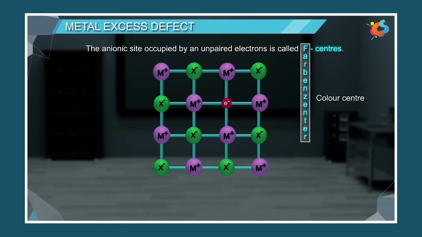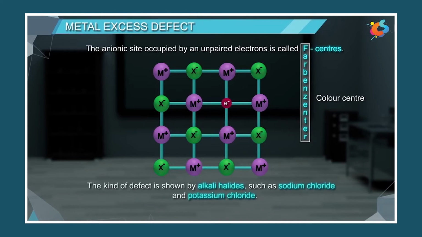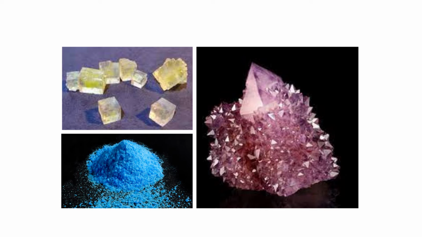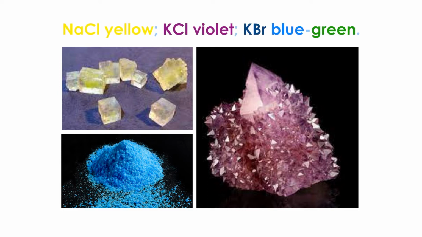The lattice site in which an electron is trapped is called an F center or color center. The F comes from the German word Farbe, which means color. This is because such an electron has a delocalized nature and can undergo transition to a higher level by absorbing visible light, thereby imparting color to the non-stoichiometric compound. The color produced by the F centers is always characteristic of the host crystal. For example, sodium chloride, yellow; KCl, violet; KBr, blue-green.